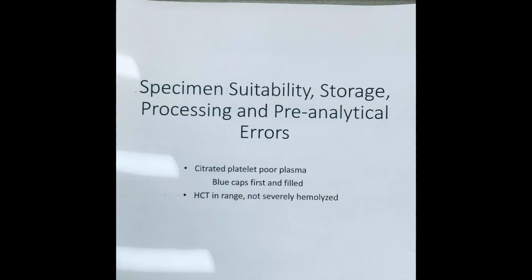The specimen of choice for the Stago4 is citrated platelet-poor plasma from venipuncture. One of the key issues with that specimen is whether or not it was correctly collected. It needs to be collected into a blue-capped venipuncture tube fully so that you've attained a ratio of 9 parts whole blood to 1 part anticoagulant. So expired tubes are a source of pre-analytical error, as are rushed draws.